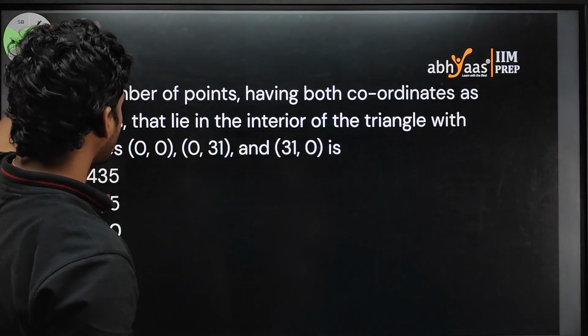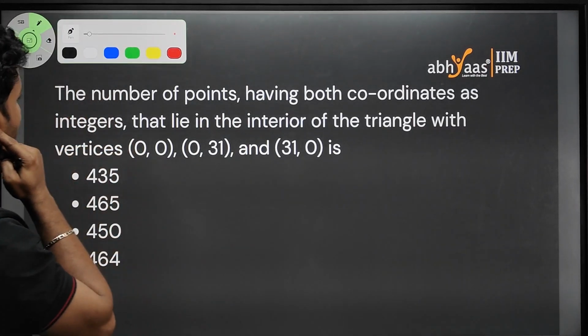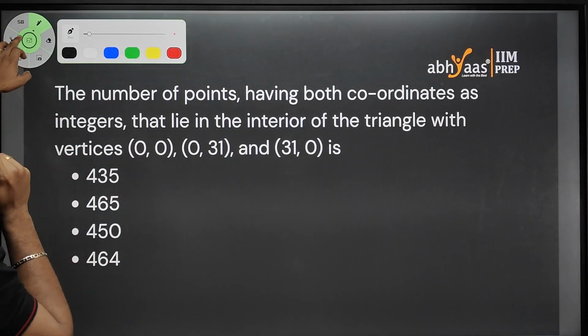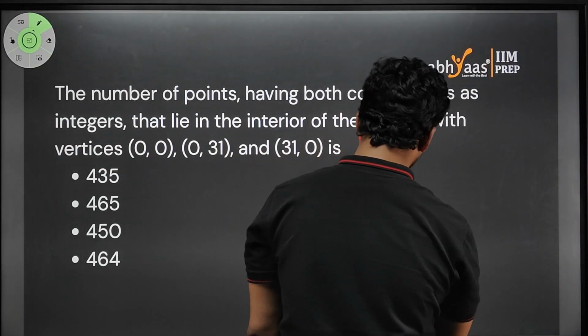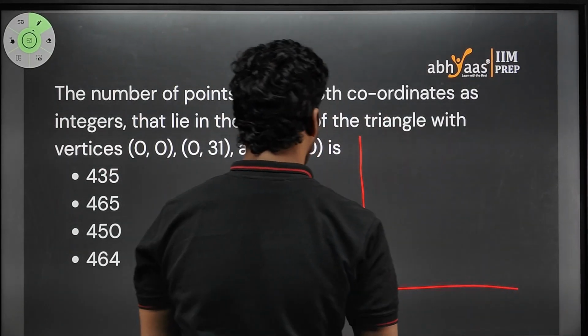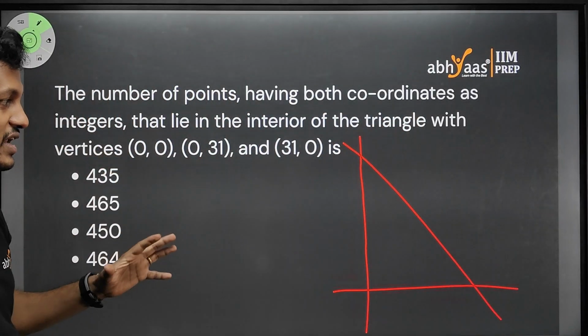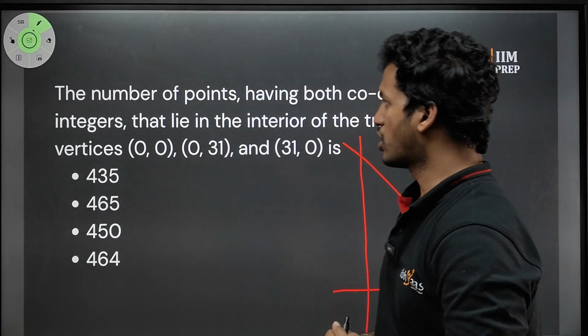Okay, let's go to the next question. The next model is the number of points having both coordinates as integers that lie in the interior of the triangle with vertices (0, 0), (0, 31), (30, 0). This model has been asked once in your indoor examination, and this type of question has been anticipated every time in CAT. So let's see how to solve this type of question.